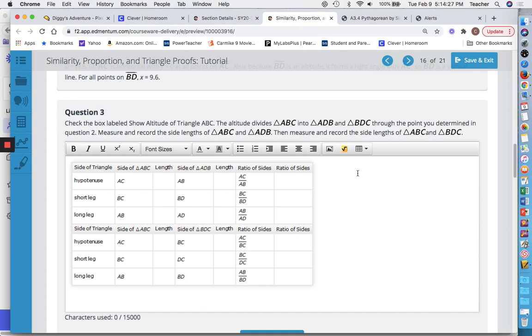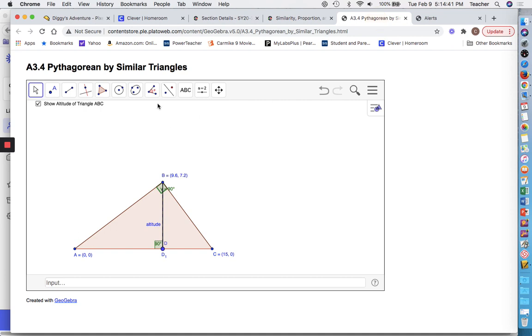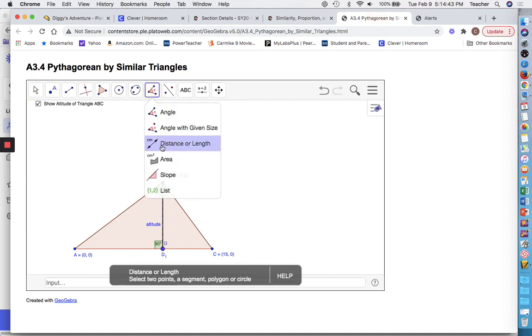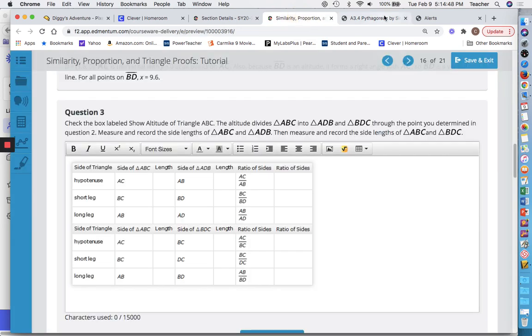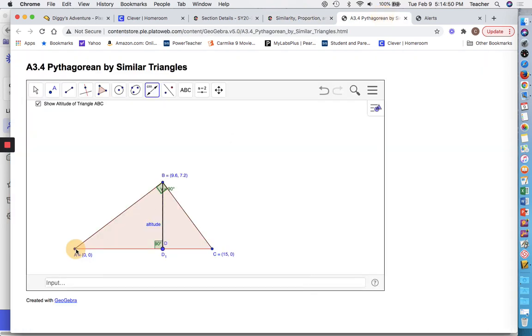Measure and record the side lengths of ABC and ADB. Then measure and record the side lengths of ABC and BCD. That's a lot of work. Okay. All right, let's get to it. So we got to find AC. I'm coming under the angle, select distance or length, and again, they want AC. So I'm going to click on A, then C, and I get a 15.